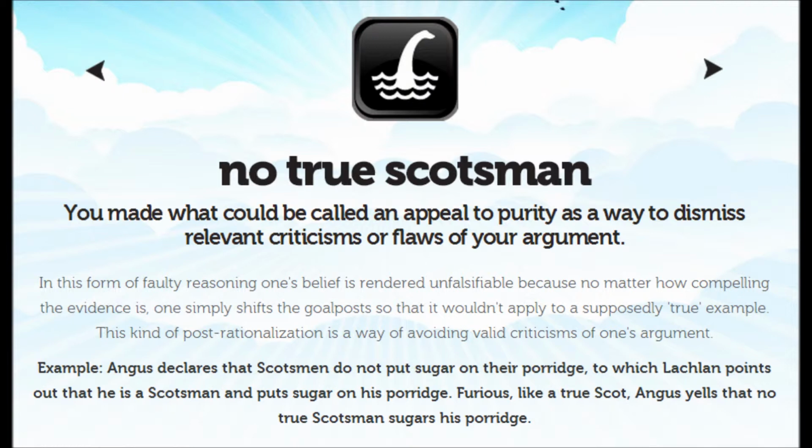criticisms of one's argument. Example: Angus declares that Scotsmen do not put sugar on their porridge, to which Lachlan points out that he is a Scotsman, and puts sugar on his porridge. Furious, like a true Scot, Angus yells that no true Scotsman sugars his porridge.